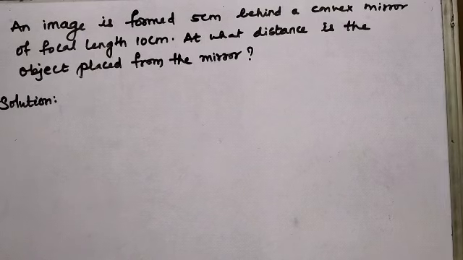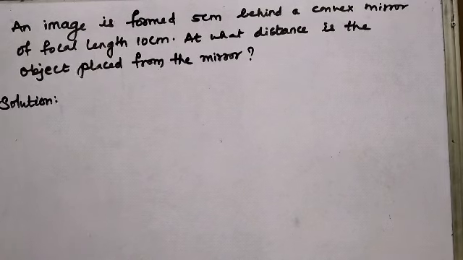Sum number 3. An image is formed 5 centimeters behind a convex mirror having focal length 10 centimeters. At what distance is the object placed from the mirror? Now children, here we will have to make use of the sign conventions. Whenever we use the mirror formula or magnification formula, we have to make use of sign conventions.